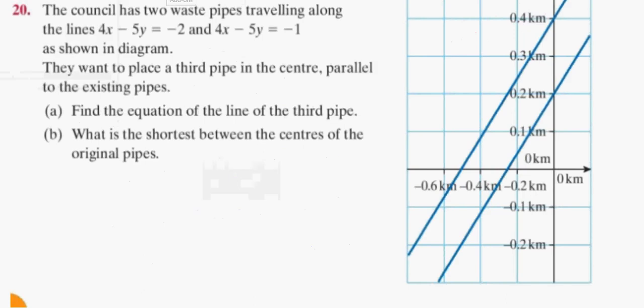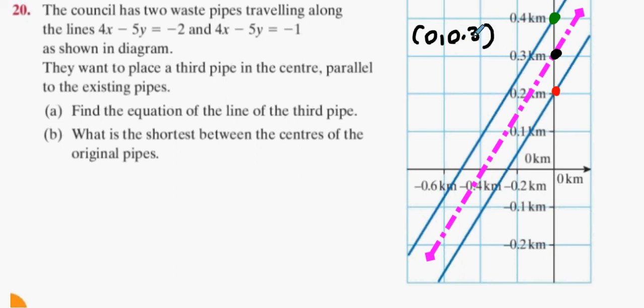We have to put a pipe in between it. So look at this. There's where one pipe cuts the axis. There's where the other pipe cuts the axis. And if I'm a betting man, what I'd say is that the other one will be the 0.3. See that? So it has a y-intercept of 0.3. So that's the point (0, 0.3). Everybody cool with that?